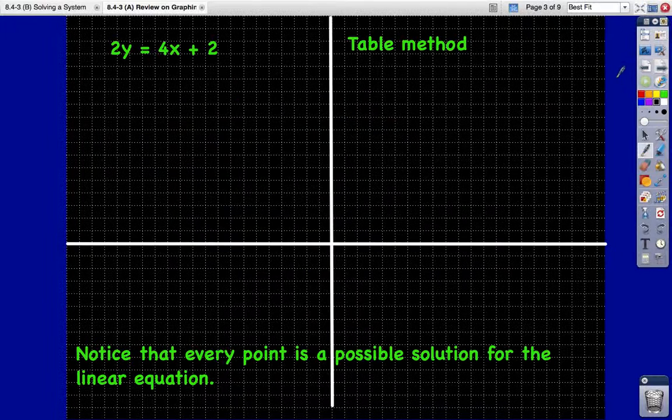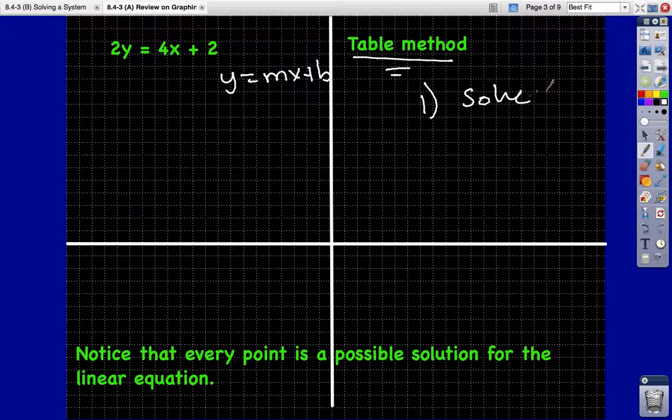Let's go into our first of two examples, so it shouldn't take us too long here. This is the table method. This isn't my favorite method, but it's a method that you do need to know how to do. So the first thing I want to do is get this equation into the y equals mx plus b form. So my first step is to solve for y. Get it into that y equals mx plus b form.